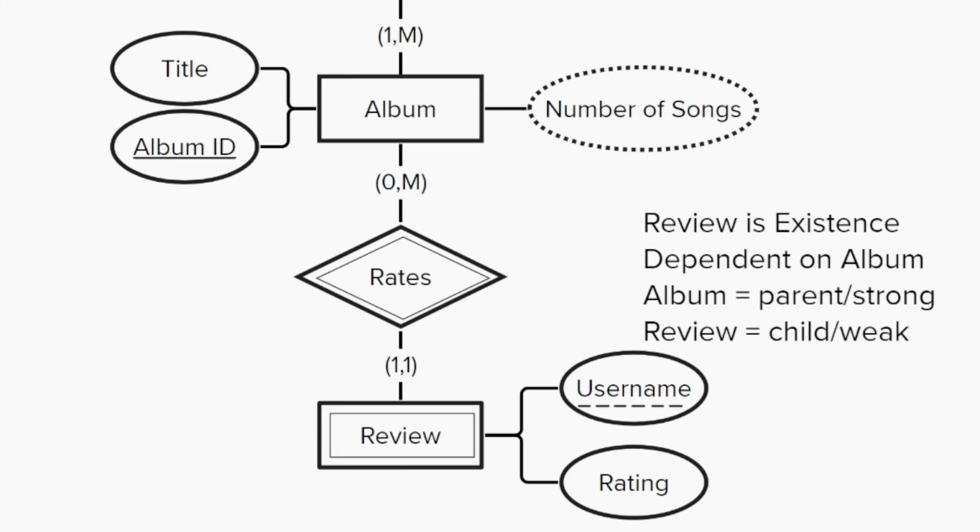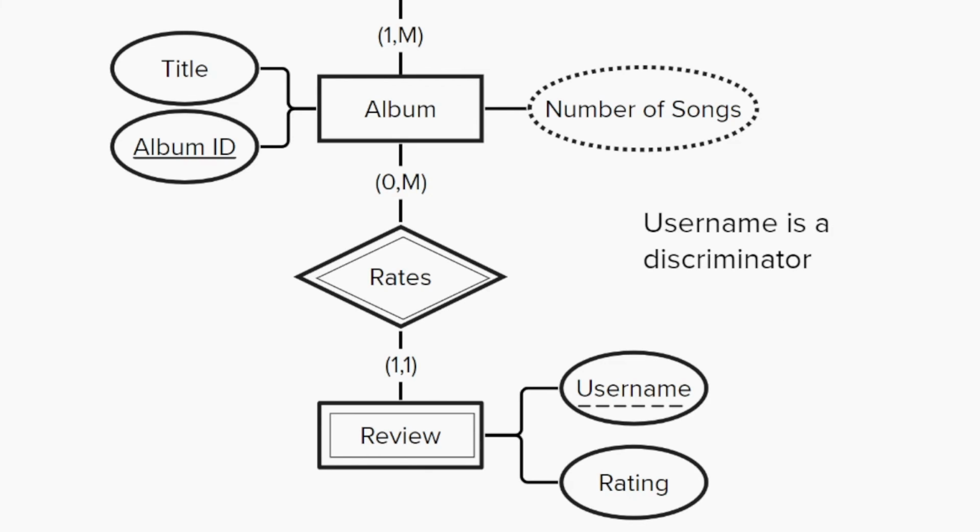The fact that review is a weak entity that is dependent on an album via the rates relationship for its existence is indicated by making the rates relationship be a double diamond and the review entity be a double rectangle.